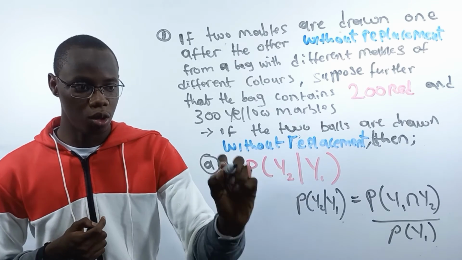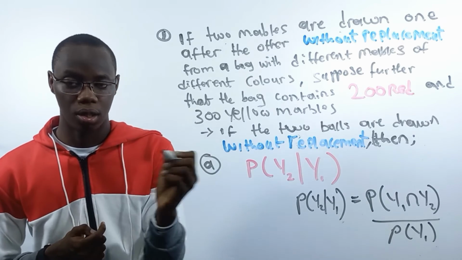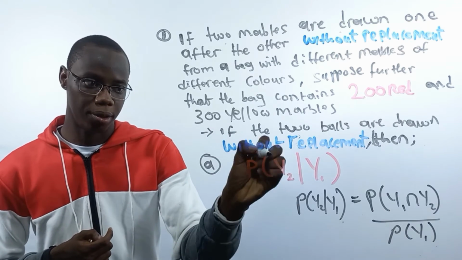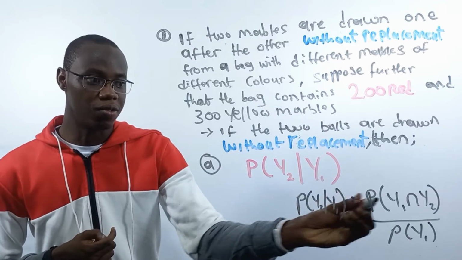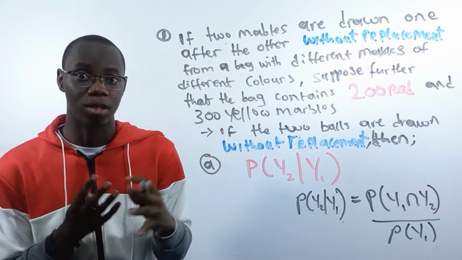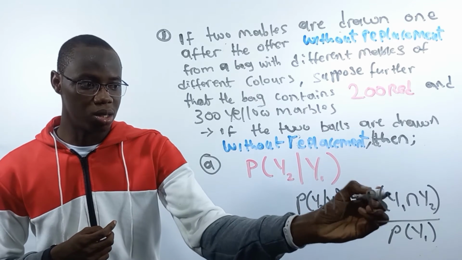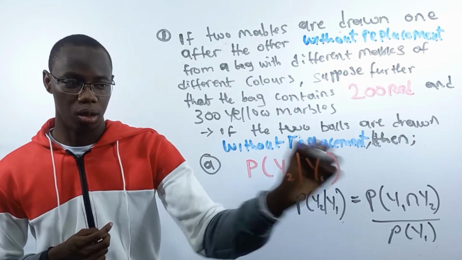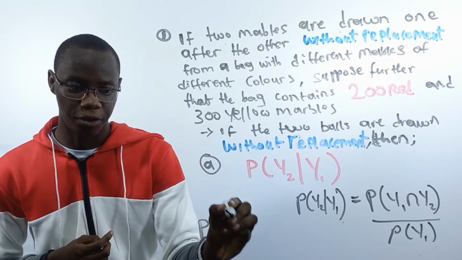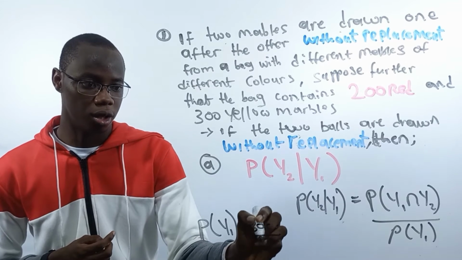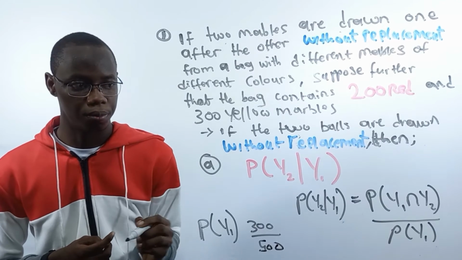So anytime you have the probability of getting y2 given y1, it is very simple. You can just use this instead of that long formula. So let's see how that works. Also, what's the probability of getting yellow first? That will be 300 over 500, right?